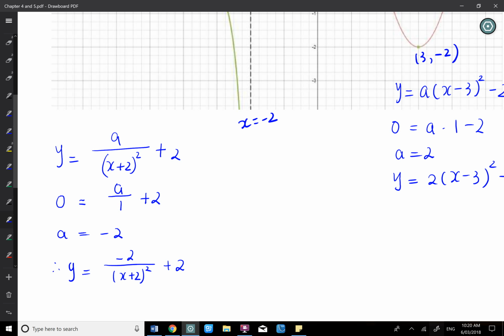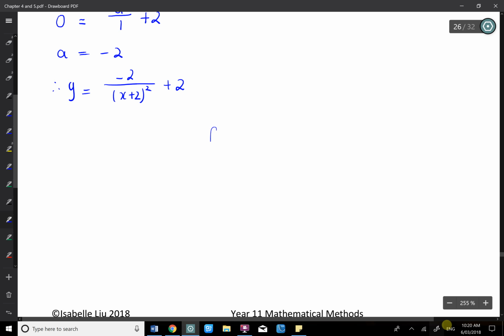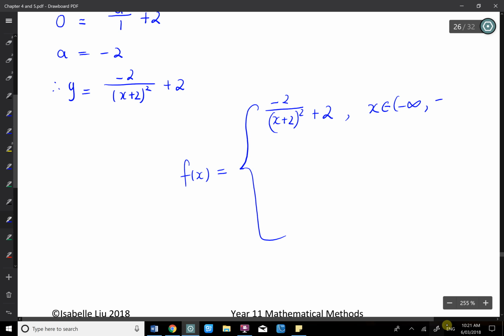And now I need to put everything together to write the function notation. I will say f(x) is a hybrid function here. So -2 over (x plus 2) squared plus 2. Well, I'll use interval notation. x belongs to -infinity to -2 exclusive.